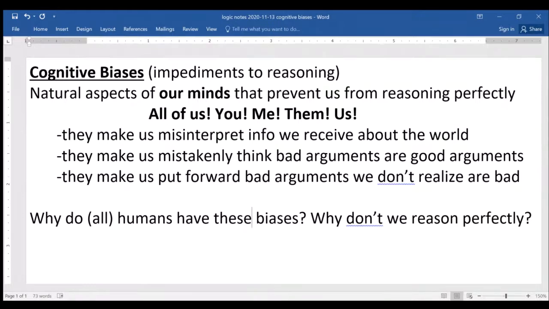Why do all humans have these biases? Why don't we reason perfectly? We're going to consider a few answers to this, but the first answer is going to come to us from what we were asked to read in class last time. So I'm going to switch over right now to that reading.